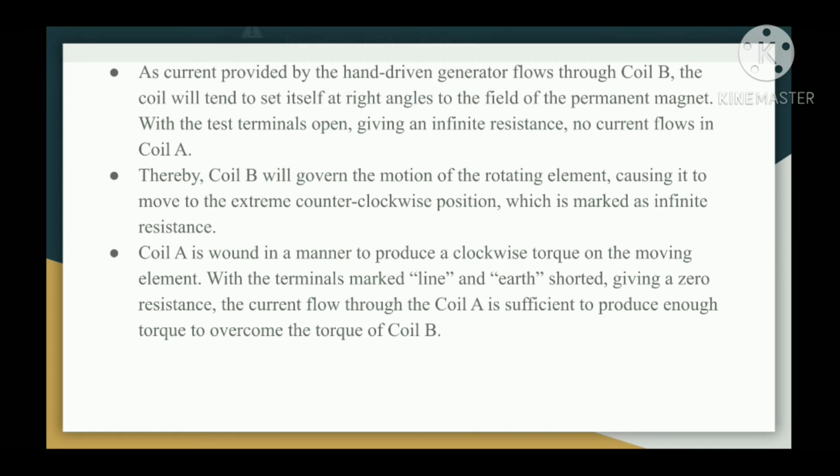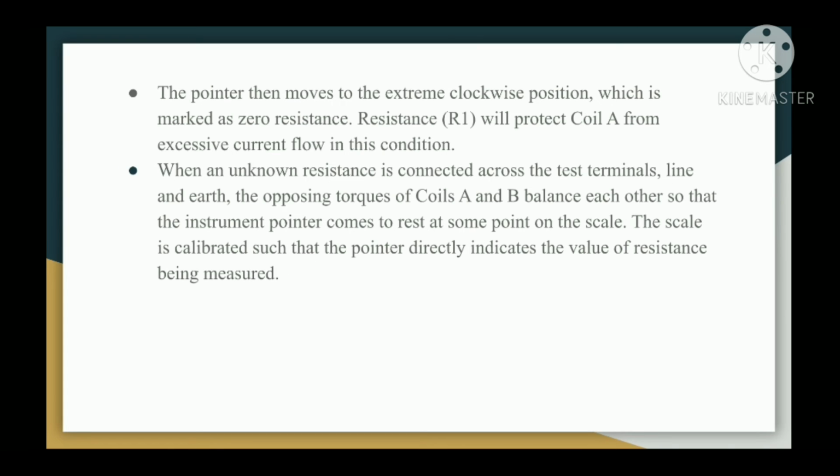Coil A is wound in a manner to produce a clockwise torque on the moving element, with the terminals marked line and earth shorted, giving a zero resistance. The current flow through coil A is sufficient to produce enough torque to overcome the torque of coil B. The pointer then moves to the extreme clockwise position, which is marked as zero resistance. The resistance R1 will protect coil A from excessive current flow in this condition.